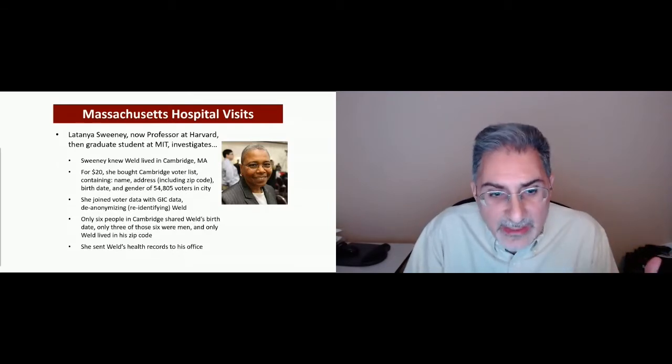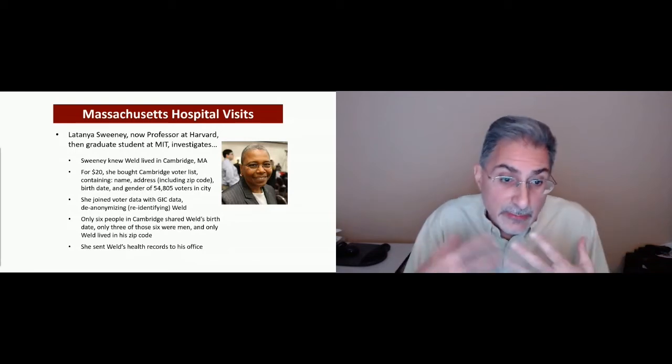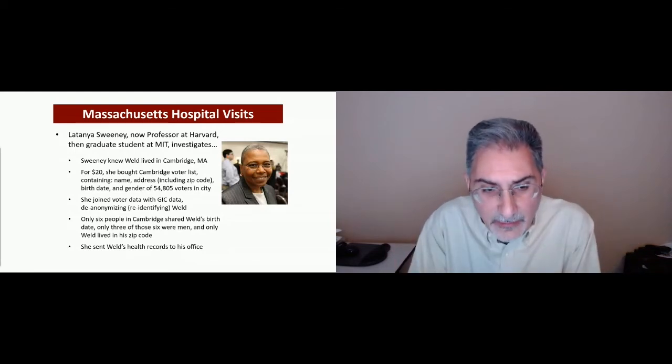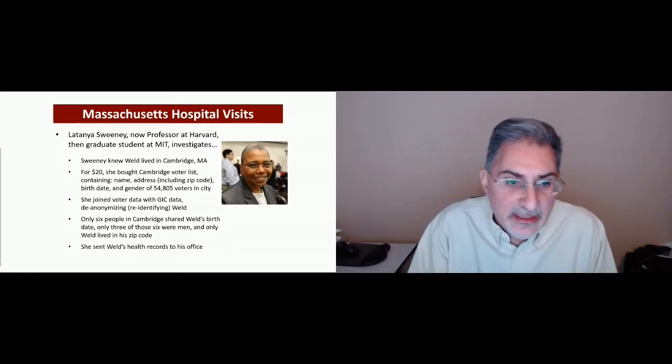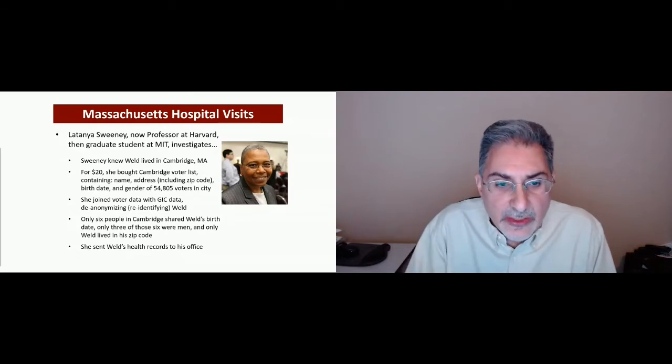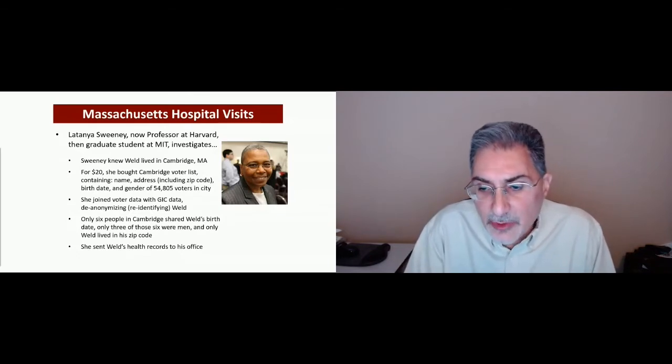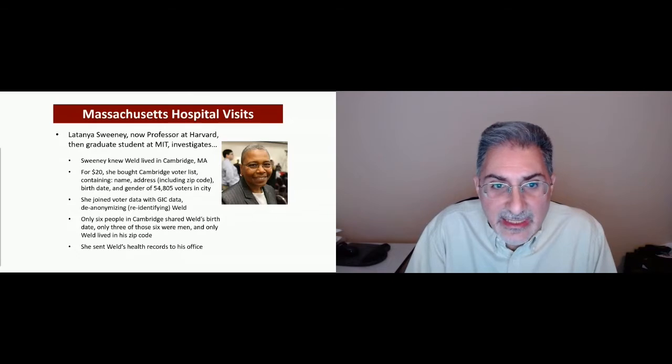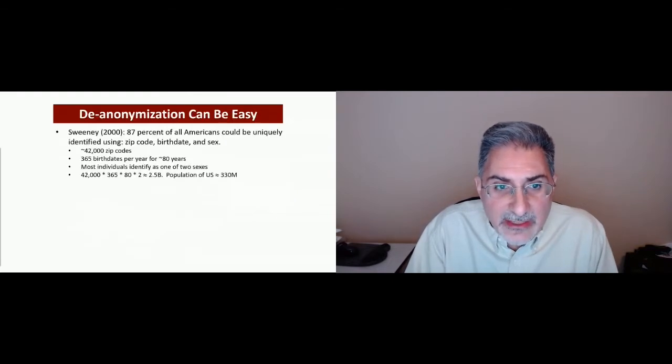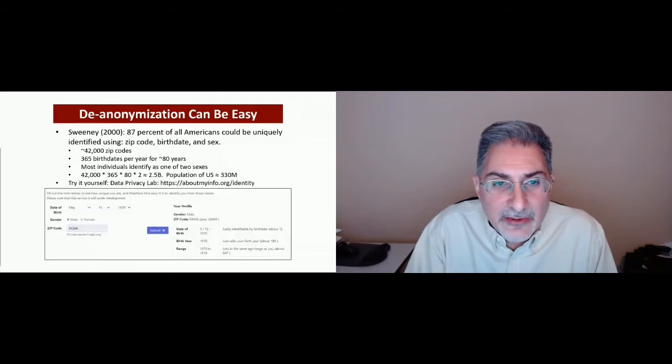But this is just one example of how data that is put out with a good conscience for public usage can easily be de-anonymized, especially when it's joined with other data. And to prove her point, Sweeney went on to show that actually there's a lot less privacy than you think. 87% of all Americans can be uniquely identified by their zip code, birthday, and sex.